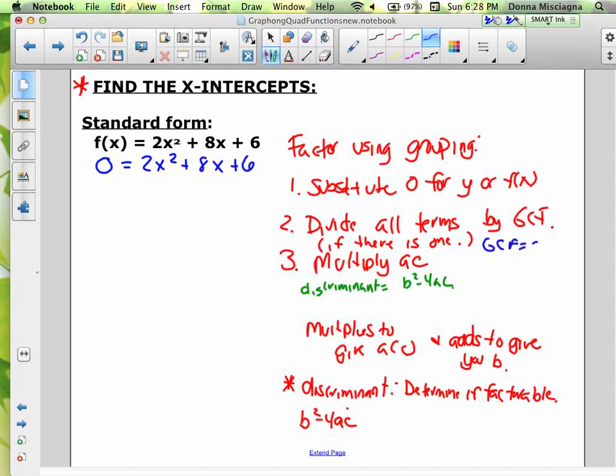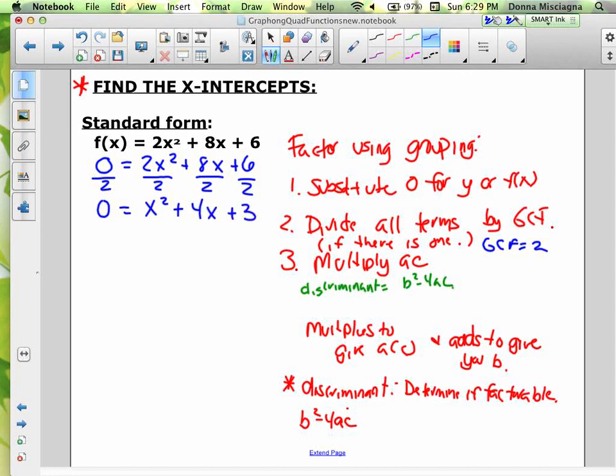So our greatest common factor is 2. So let's divide everything by 2. Now I have 0 equals 2x squared divided by 2 is x squared, 8x divided by 2 is 4x, and 6 divided by 2 is 3.